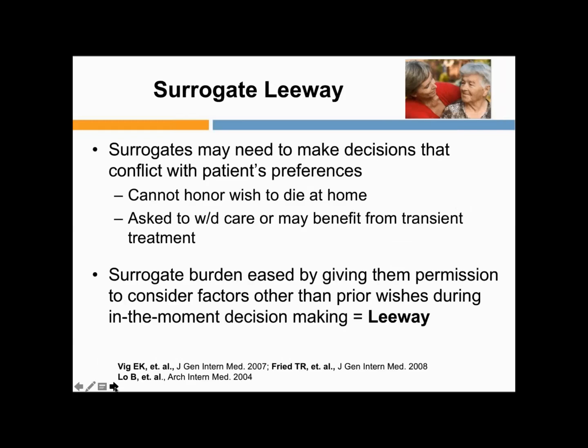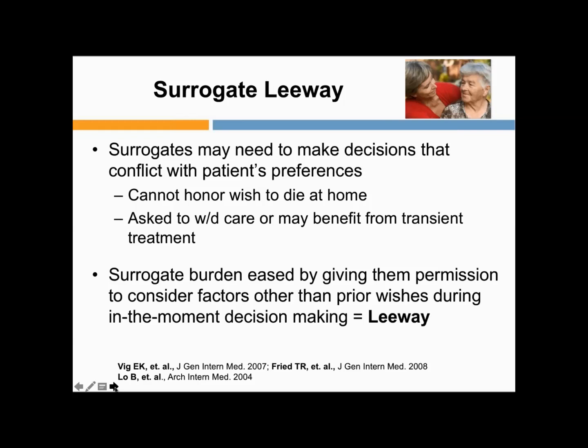So another piece when we think about surrogates is something called leeway. Surrogates may need to make decisions that conflict with patients' preferences. I see this a lot in my geriatrics practice, where a frail elderly spouse can't honor their spouse's wish to die at home because they physically can't take care of them. Or somebody's asked to withdraw care, or somebody may benefit from transient treatment, and the surrogate has to make a decision that may be different because the context has changed.